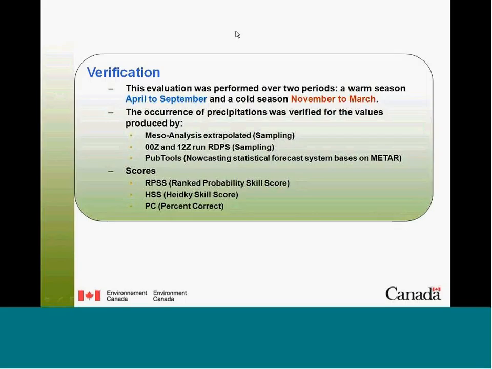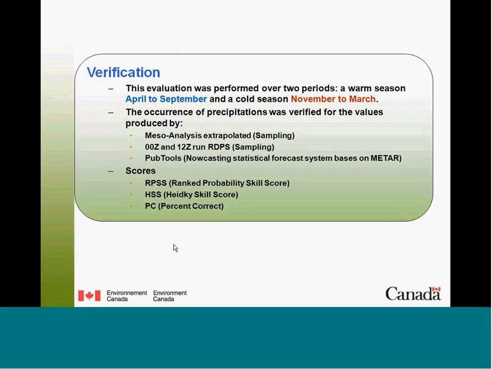Again, moving on. Pierre Bourguin did a little bit of verification while he was doing his project. He focused on two periods, a warm season and a cold season. He was verifying the occurrence of precipitation, using the mesoscale analysis extrapolation system, the prototype, using a sampling method to produce a probability of precipitation. Same approach for the NWP. And also the statistical forecast system, the PUP tool, which uses as input only the current METAR.